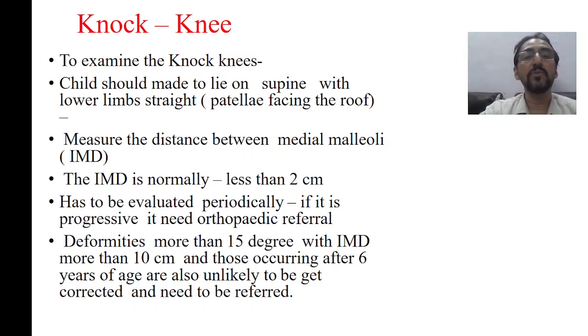Keep both the lower limbs very straight so that the patella, the patella of both knees, should be facing the roof. Okay, so in this way you have to keep this very straight. So the child should lie in the supine position with both limbs straight and the patella facing upwards. Now measure the distance between the two medial malleoli.